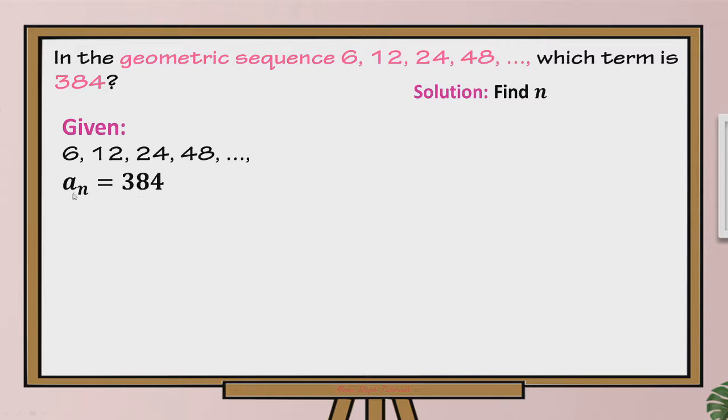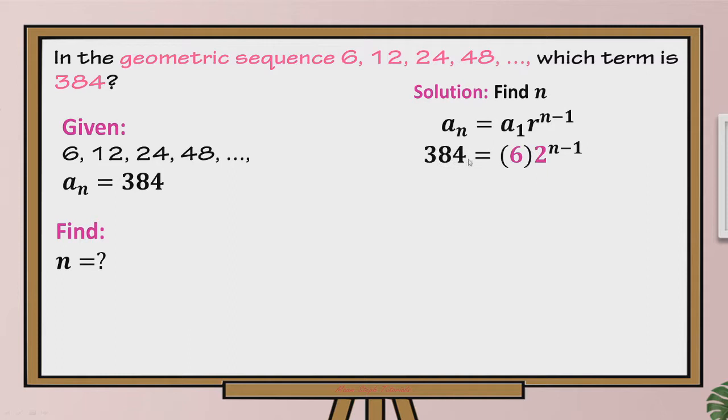Kaya, yung label niya ay A sub n. So, ang gagawin natin is to find n para malaman natin kung pang ilan si 384. Kaya, gagamitin pa rin natin ang ating function or yung ating nth term. And then, substitute lang natin, si a sub n is 384 equals yung first term natin is 6 and then yung ratio natin ay 2.